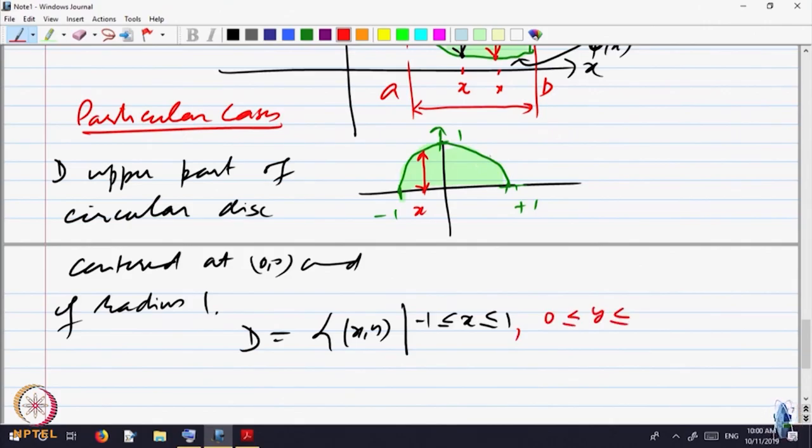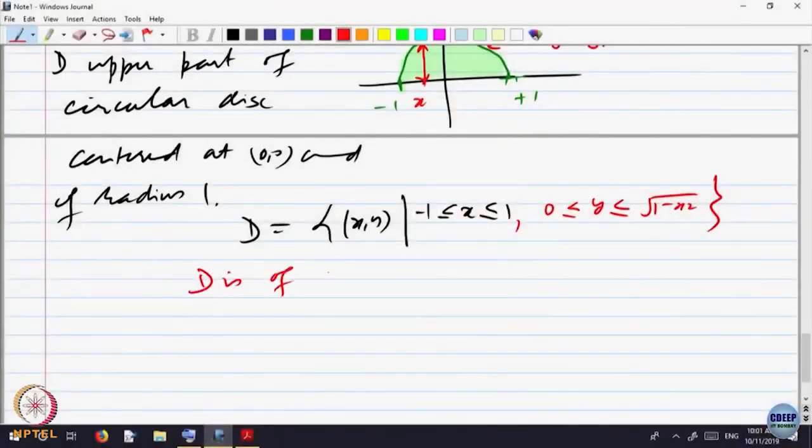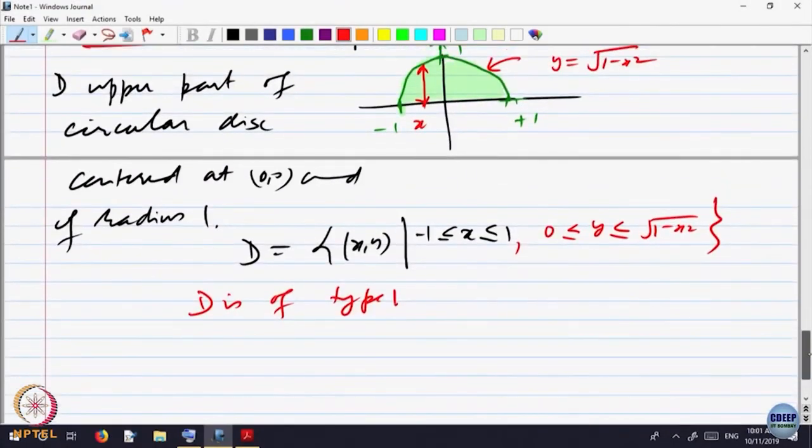And where does it go? This part. So, what is the equation of this part? That is y equal to square root of 1 minus x square. The equation of the circle is x square plus y square equal to 1. We want to express y in terms of x. So, y square is equal to 1 minus x square, but the upper part of the circle. So, y is equal to the positive square root of 1 minus x square, right. So, y is less than or equal to square root of 1 minus x square. So, this domain I can describe like this, right. So, D is of type 1.